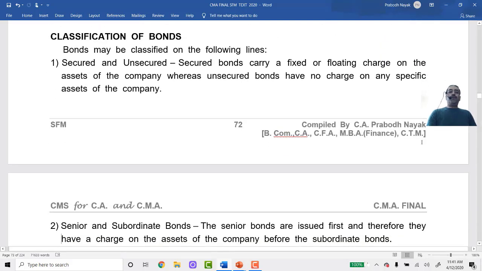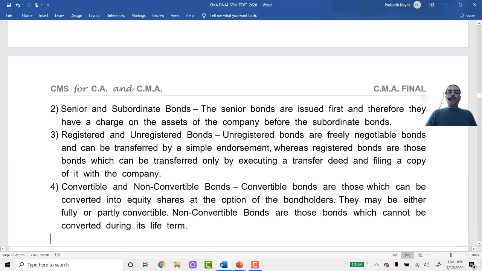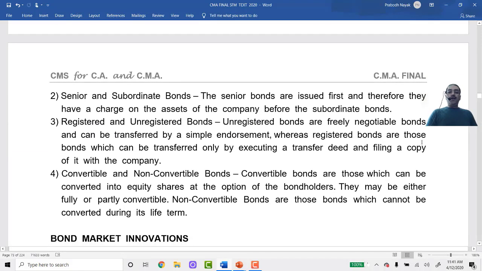Then you have classification of bonds on other bases, like secured and unsecured bonds, where you have bonds which are issued against the security of assets. These are secured bonds. Those bonds which do not have any secured assets are unsecured bonds. Then you have senior and subordinate bonds, registered and unregistered bonds, convertible and non-convertible bonds, and so on. Which means that there are different types of bonds.